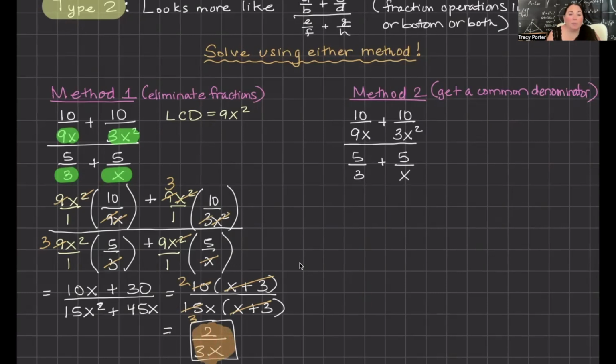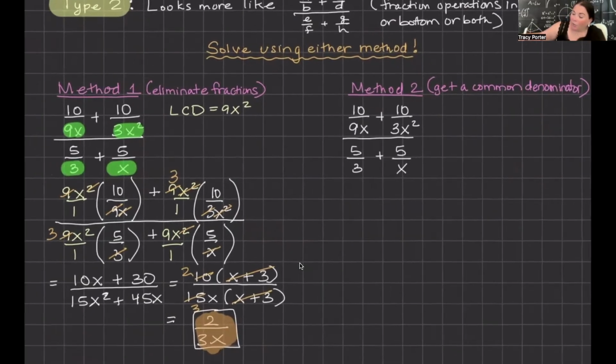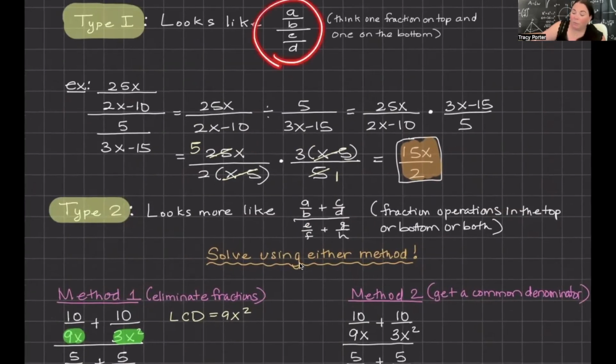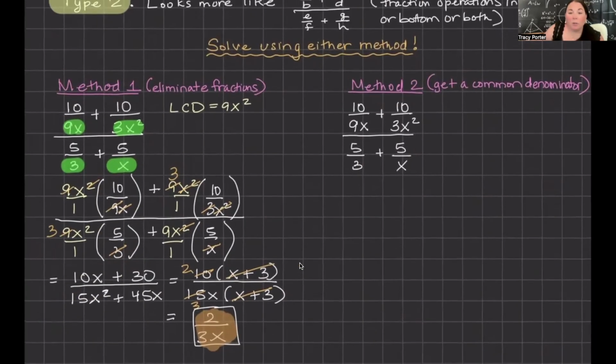And so that is method 1, which is eliminating the fractions. So usually once you get good at it, you can do it pretty quickly and with less error. So you want to practice it. But the second method is to actually get a common denominator. In other words, you're going to add the top fraction and the bottom fraction. And so you're going to make it look like that type 1 fraction that was up above, where you have a fraction over a fraction. Okay, so method 2 is really to kind of turn it into a type 1.